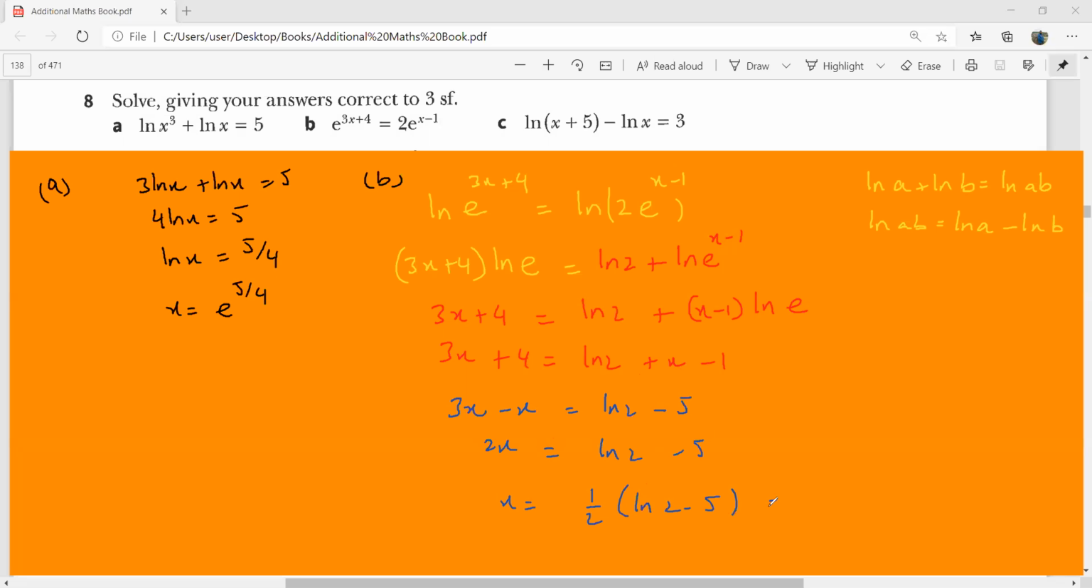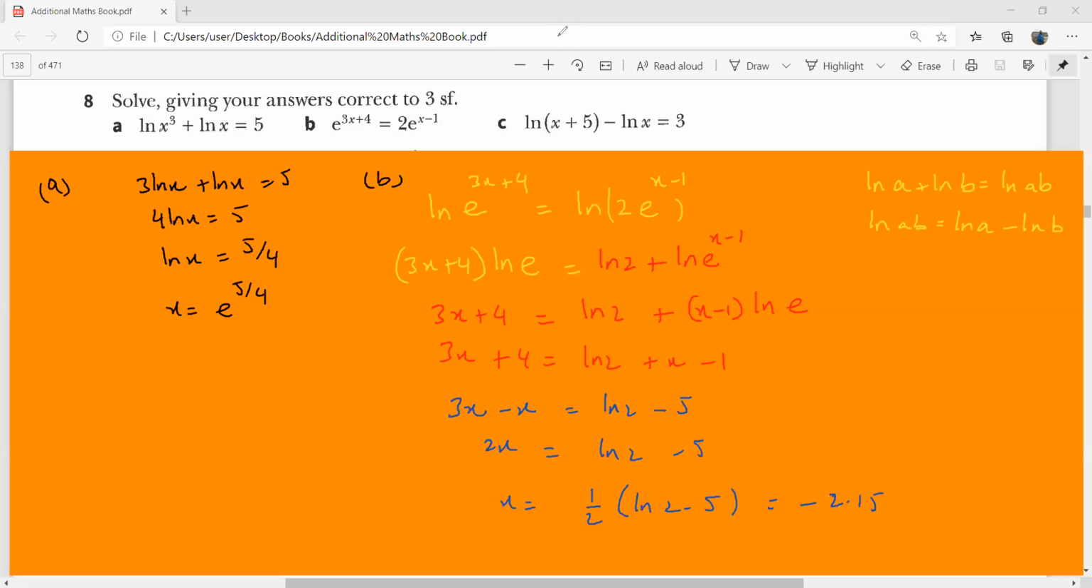And then your x is half into (ln 2 minus 5). So what is this? Minus 2.15, like someone has used the calculator and told me. So I hope this is the correct answer, but nevertheless, this is the exact value, half into (ln 2 minus 5). That is how you will be doing this b part.